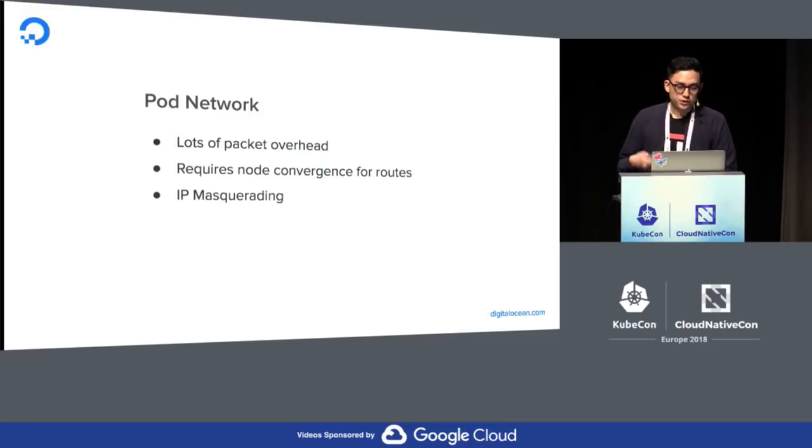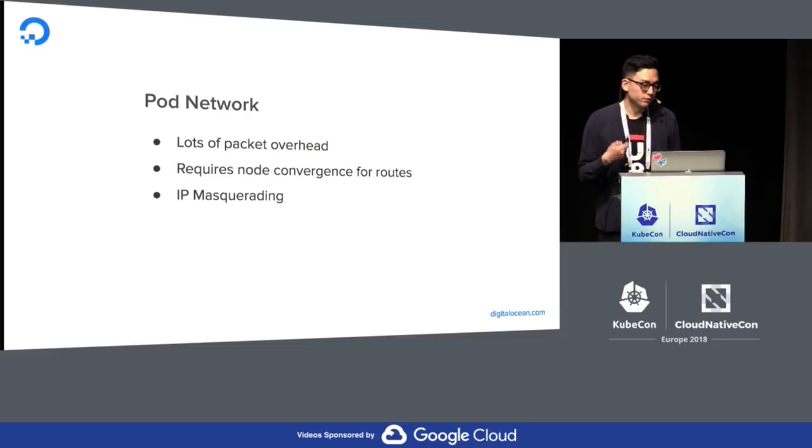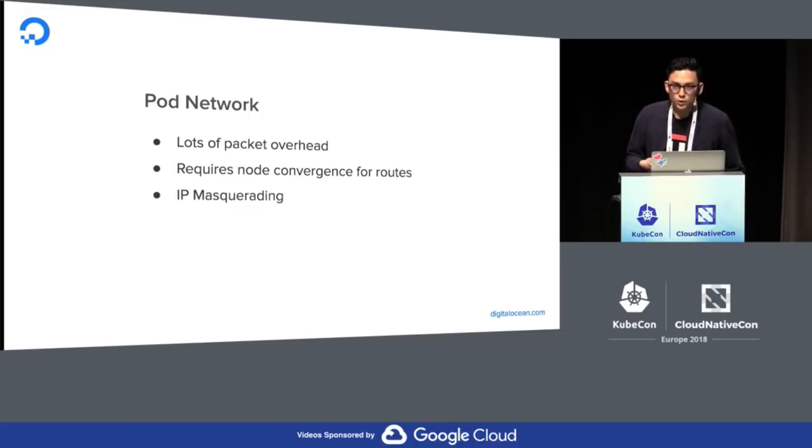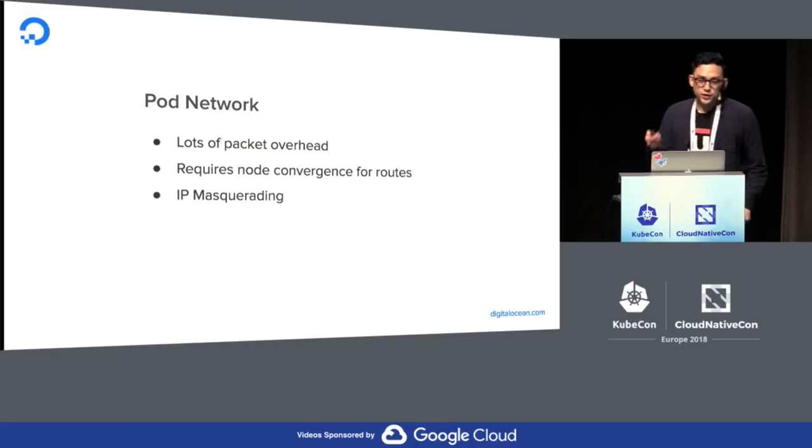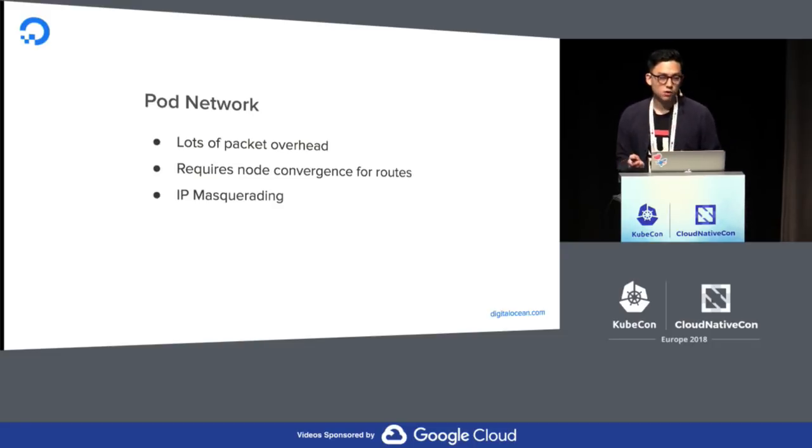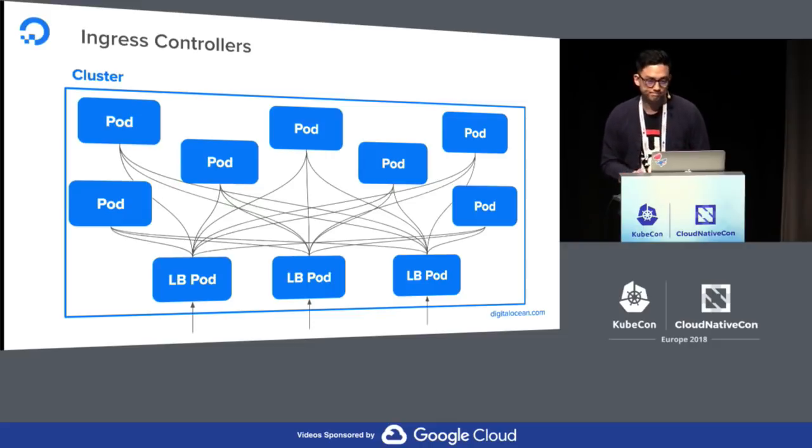So some challenges with this pod network topology was that the packet overhead became more and more impactful to performance with higher throughput. We also didn't like how every node in the cluster had to have a route for every other node in order for the cluster networking to work, because that made operating the individual nodes extremely difficult. We also didn't like how IP masquerading was essentially mandatory for any cluster network to work.